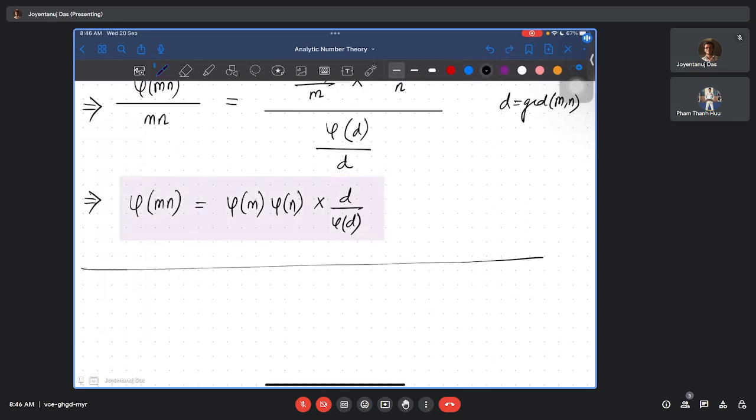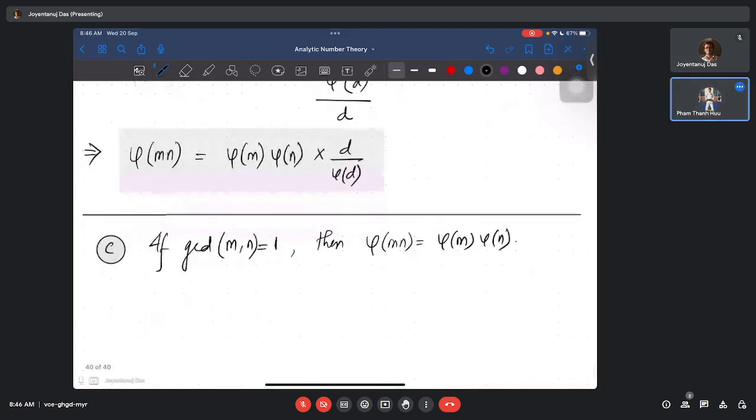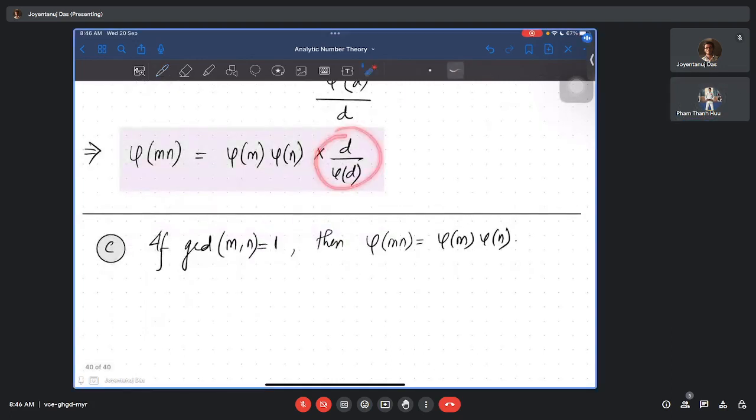Okay. So the next part is a special case. Part C is if the GCD of m and n is 1, then phi of mn is nothing but phi of m times phi of n, right? So if d is 1, this part will vanish, this part will become 1, right? So this is fine.